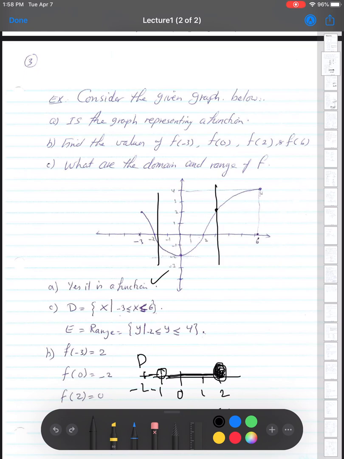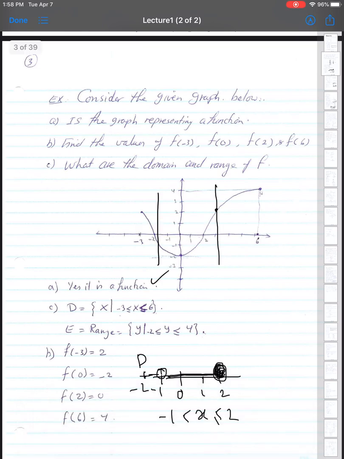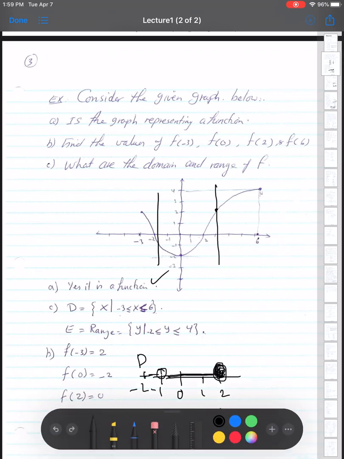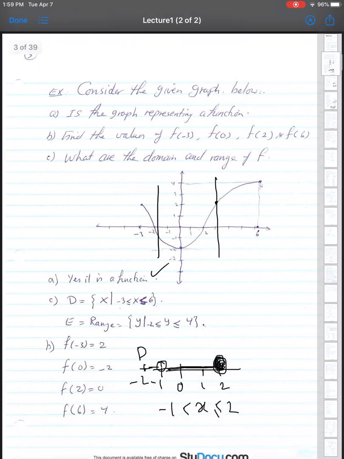So y is greater than or equal to negative 2 and less than or equal to positive 4. And it asks to find f of 0, f of 2, f of 6, and f of negative 3. From the graph we can read it. So f of negative 3 is equal to 2, f of 0 is negative 2, f of 2 is 0, f of 6 is 4. So we found all the values.